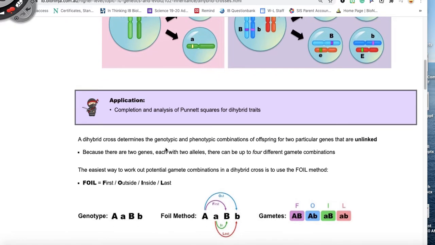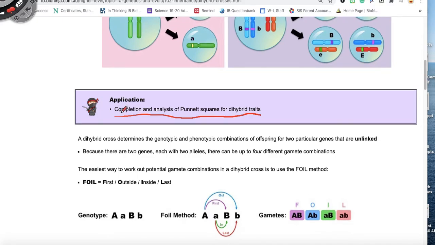So, how do you complete an analysis of a punnett square? And that's your application. So you need to be able to do dihybrid punnett squares. And I have a packet for you where you're going to practice all these. Now, the easiest way to work out a dihybrid punnett square is to first determine what the possible gametes are going to be from a particular parental genotype. And I like to use the FOIL method.